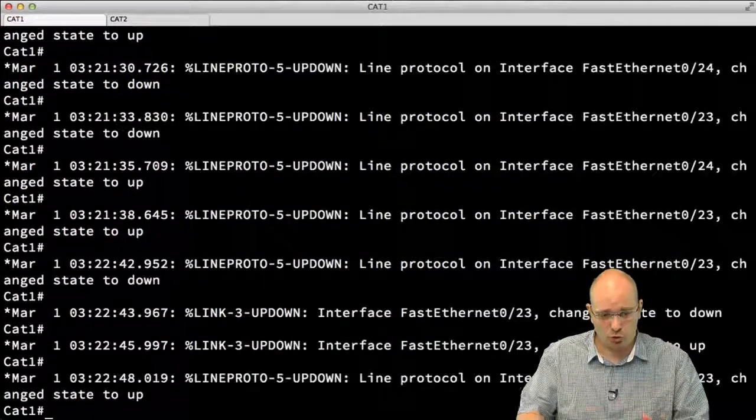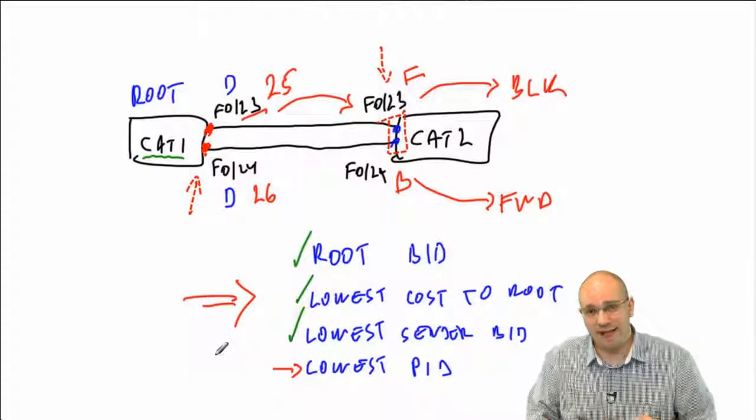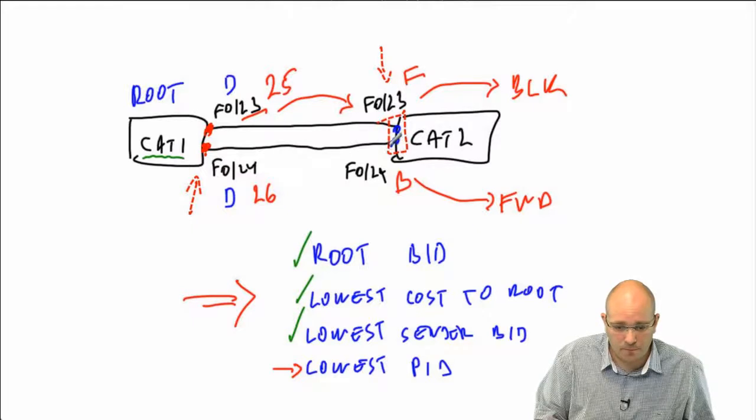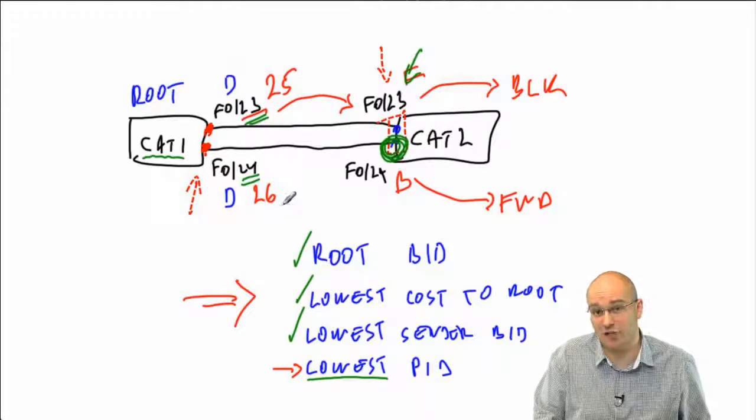Now I'm going to go to CAT1. If I want to make sure that CAT2 is preferring link FastEthernet 24 over FastEthernet 23, I need to make sure that the advertised port ID from FastEthernet 24 is actually lower than FastEthernet 23.